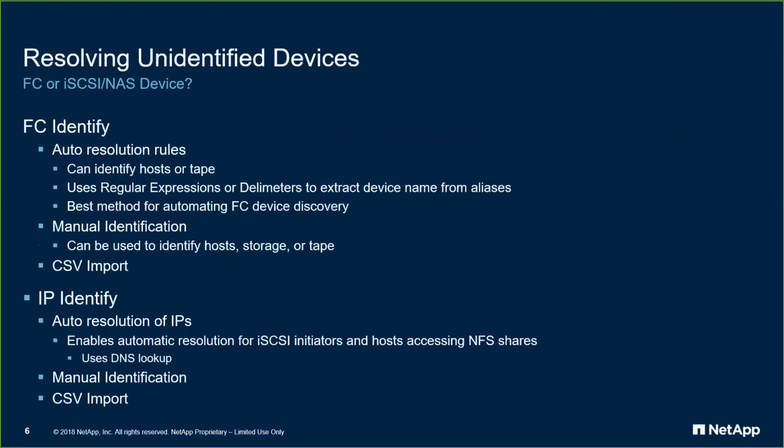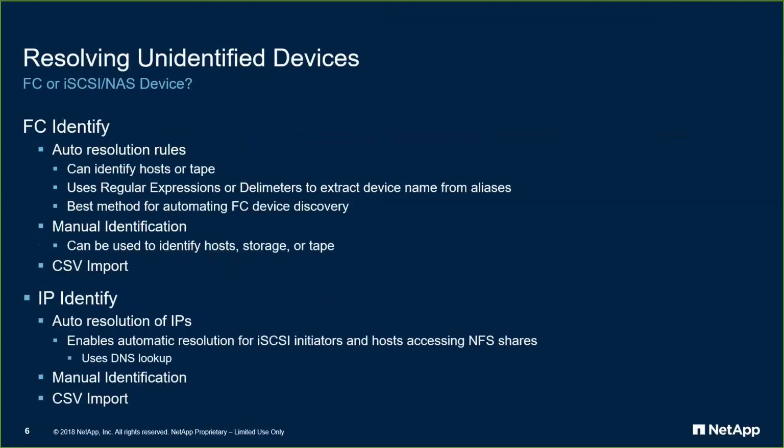On the IP side of things, this is really a lot easier, so it doesn't require a separate session to dig into the details. For auto resolution of IPs, it's really a matter of checking a box. For those of you that saw the presentation on Device Resolution 101, you'll know it's very, very easy. Check the box, make sure you have your domain names included, and then it's just going to automatically go out and resolve any of these IP devices using DNS lookup. We can also use manual identification or CSV imports for mass manual identification.